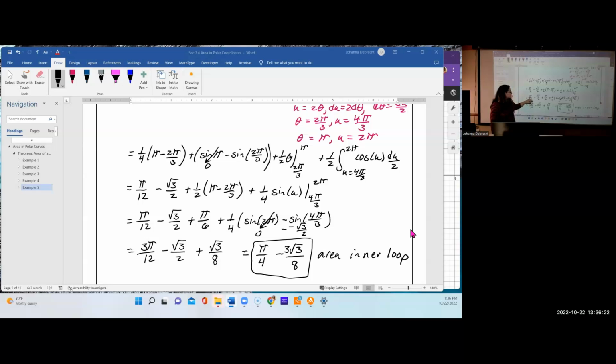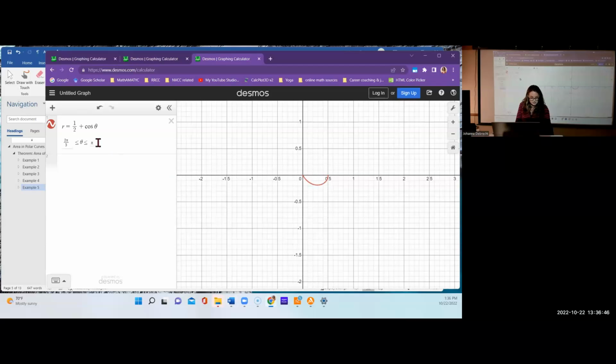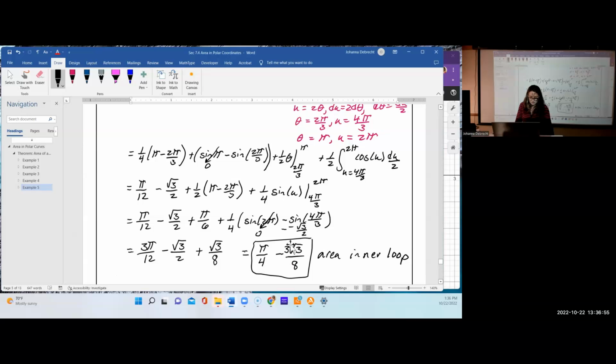Then I can add these two together. They're like terms. That gives me 3 pi over 12, which reduces to pi over 4. Multiply this one by 4 over 4, and I get negative 4 root 3 over 8 plus 3 over 8, which gives me negative 3 root 3 over 8. That's the area just inside the inner loop that we found on Desmos. So that would be this one going up to 4 pi over 3. So we found that area right there to be this value.